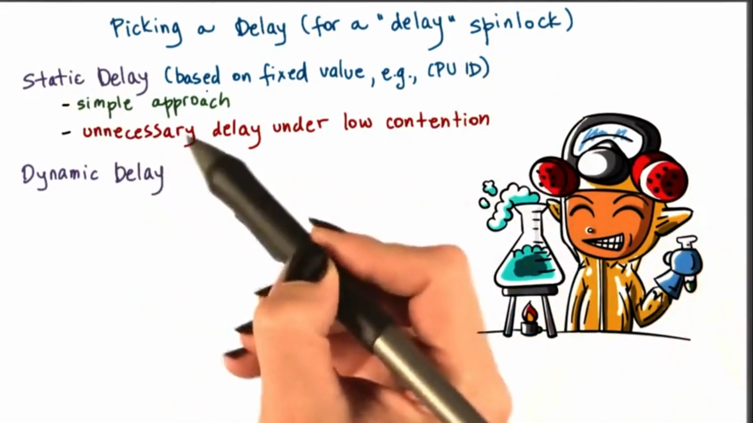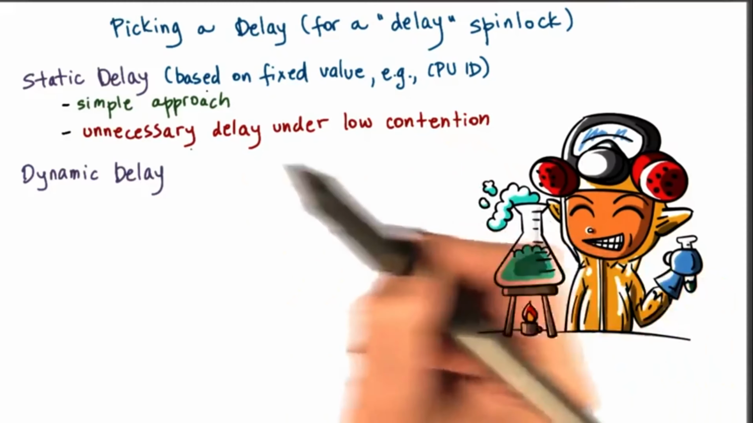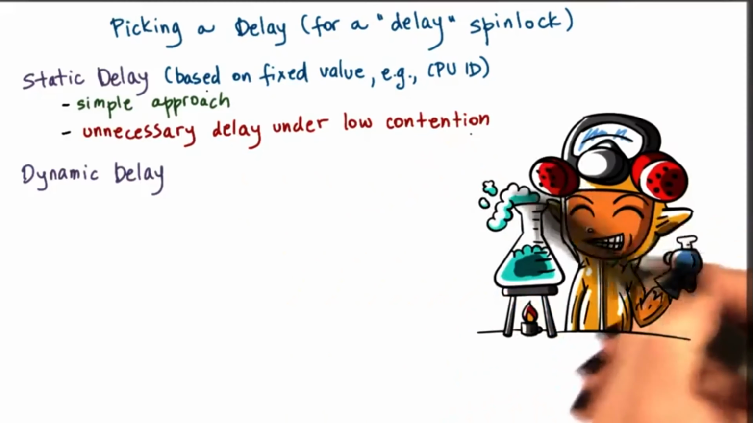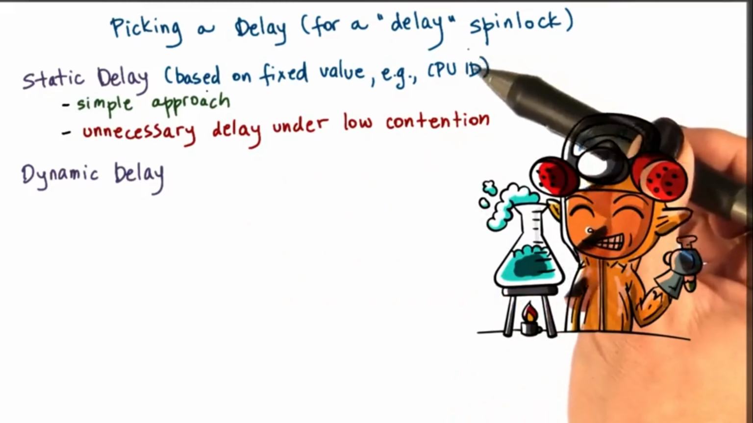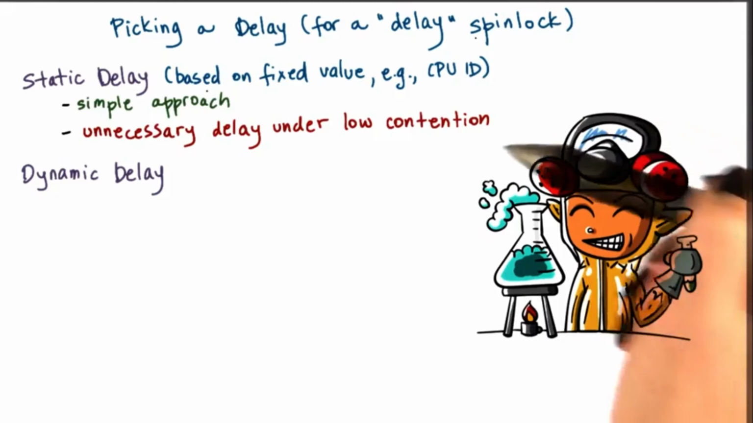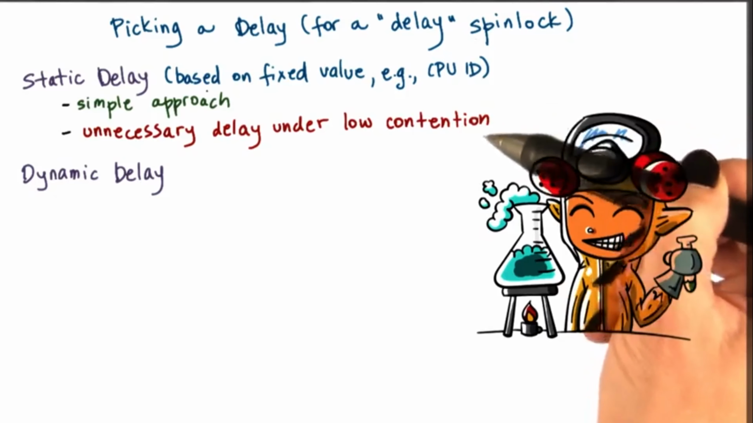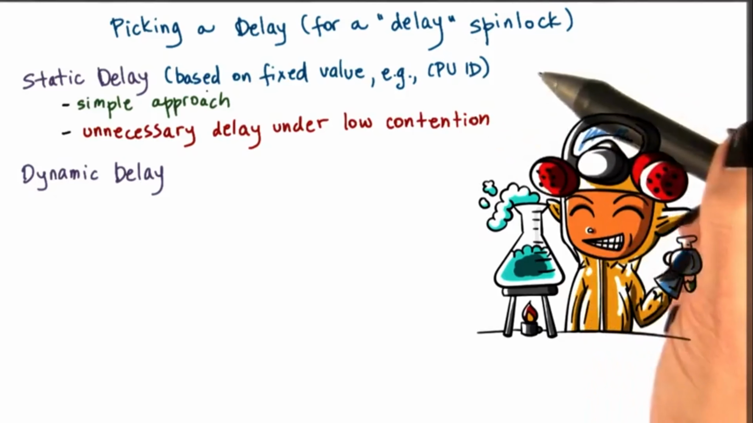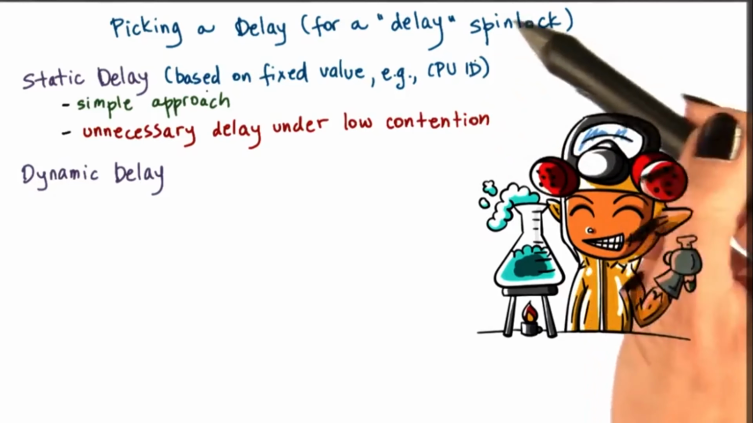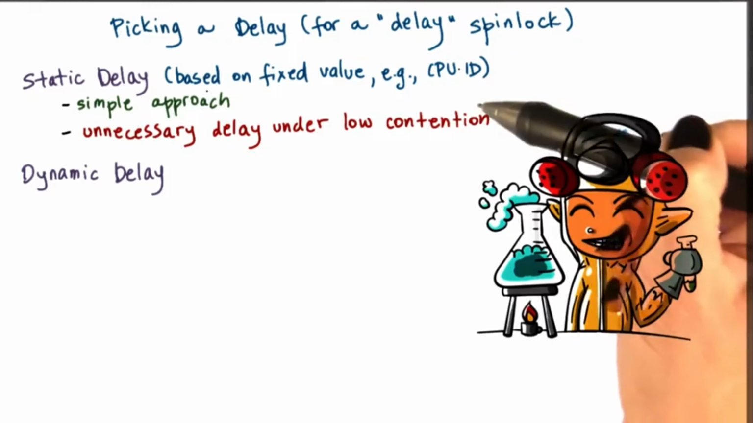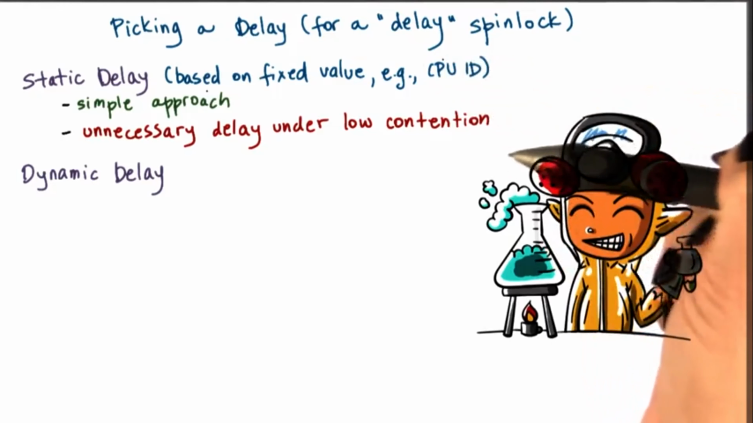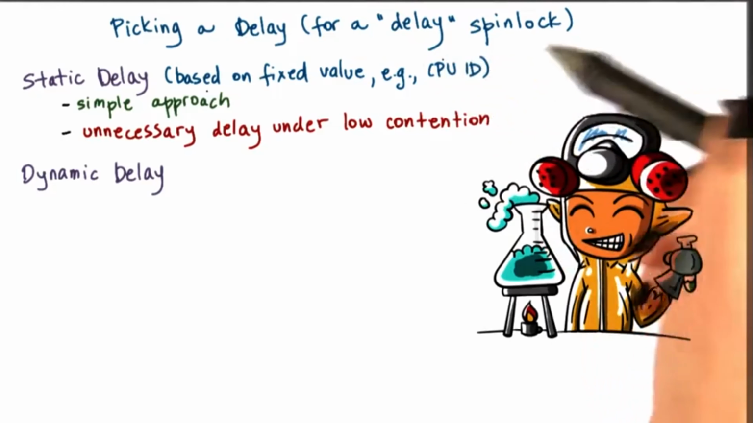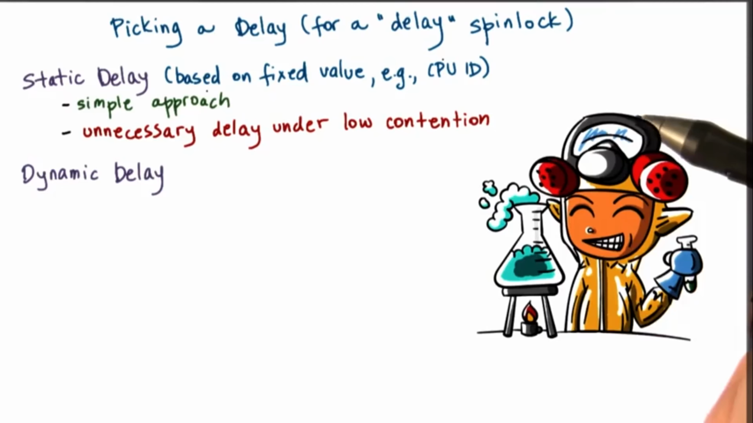The problem is that this will create unnecessary delay under low contention. So what if we have two processes? The first process is running on a CPU with ID 1. The second process is running on a CPU with ID 32, and they're the only two contending for the spin lock, and yet the second process running on the CPU with ID 32 will be delayed substantially regardless of the fact that there is no contention for the lock.